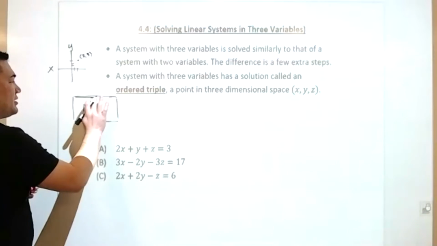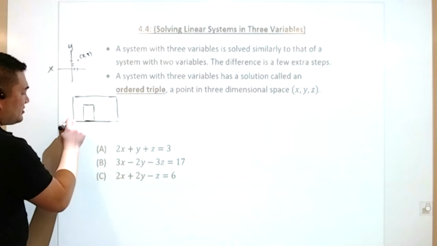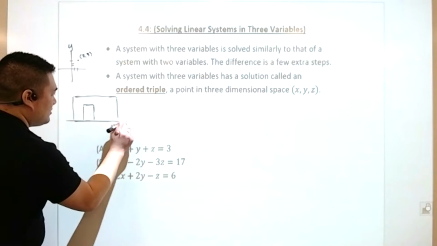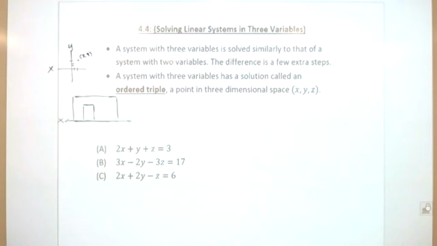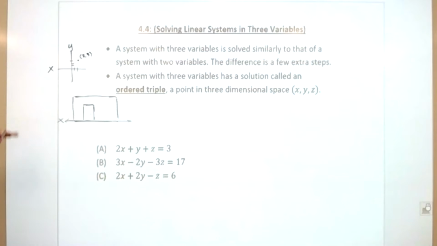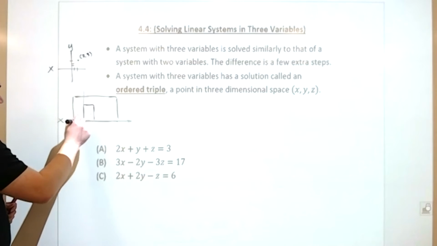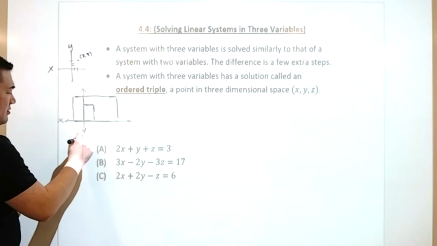I want you to pick something in your room as well. When I'm looking directly at the door, everything that's running this way is my x. So the bottom and the top of my door frame would travel left and right. Those would be my x values. And the door frame itself going this way, I could call my y.